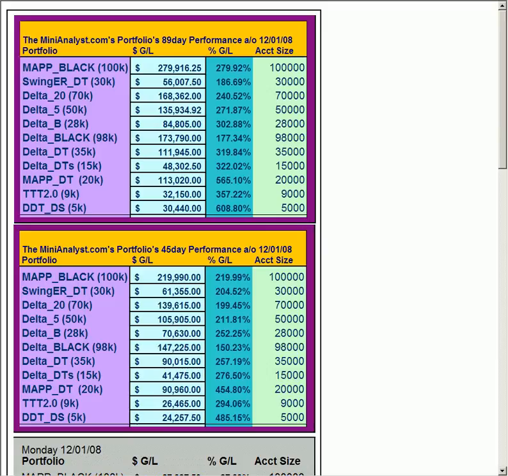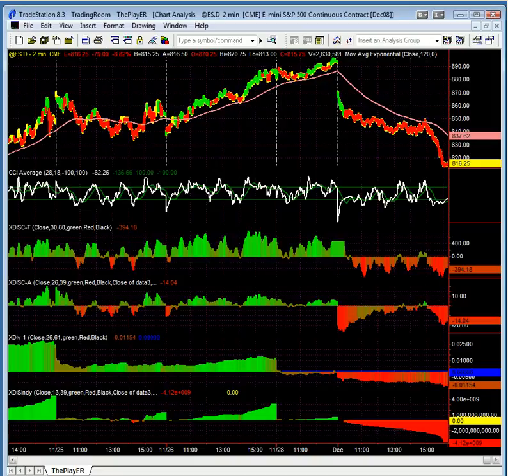First thing we're looking at here is a chart of the market. Looking at the chart of the E-mini S&P 500 futures contract. What a day yesterday. Today is Tuesday, following the Thanksgiving long weekend, the second day of December.